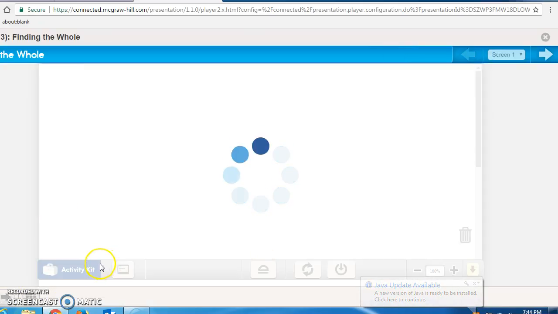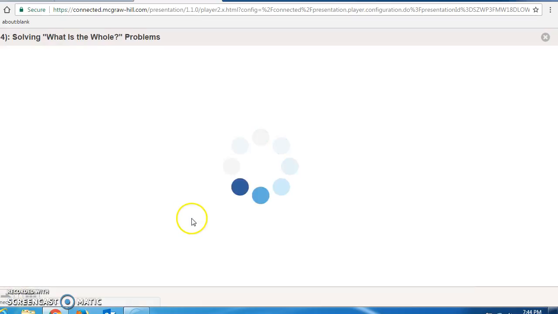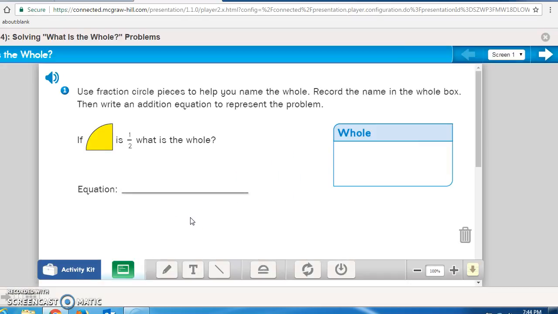So how does it equal a whole? Well, 1/3 plus 1/3 plus 1/3 equals that 1 pink. So that pink is the whole for what we're talking about, for what we're discussing.